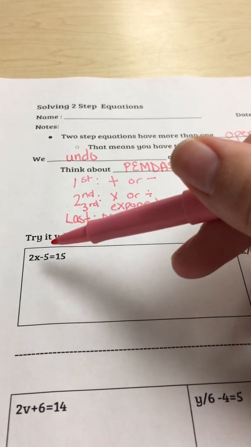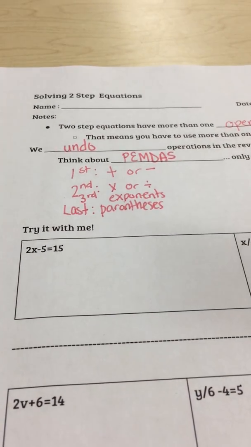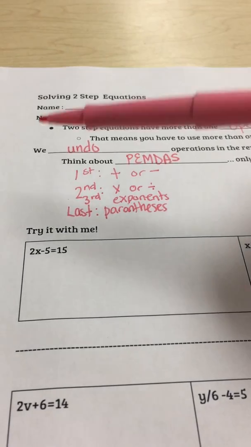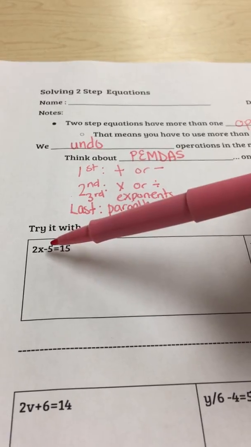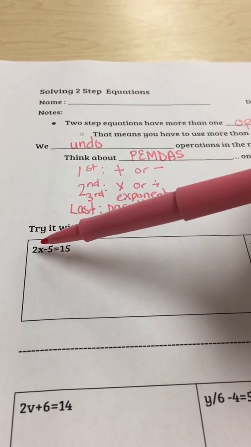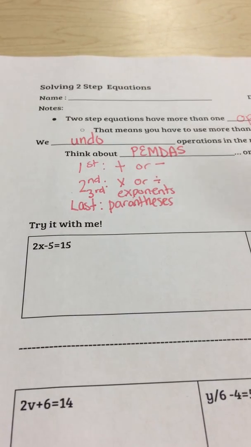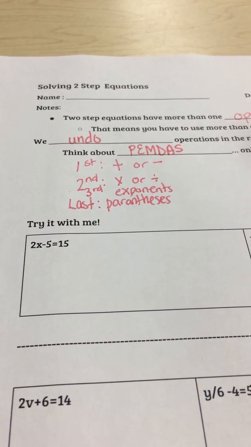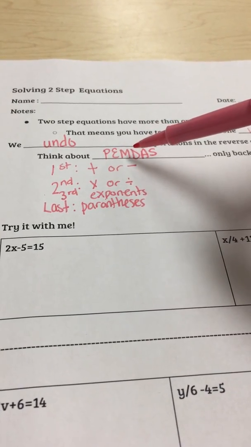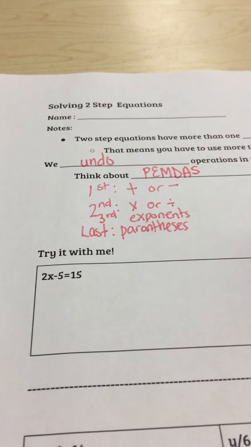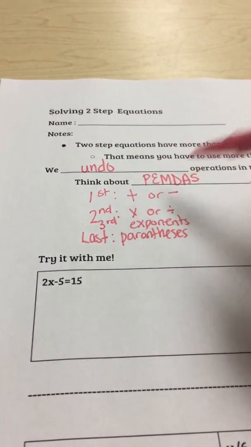We have 2x minus 5 equals 15. Looks like any other expression we've done before, except there's two steps here. We have multiplication and we have subtraction. Our variable is x, and we want to get x by itself. So the first thing we need to do is undo an operation. Even though in order of operations, we typically would do multiplication first, we're undoing it. So it's like the opposite or the inverse of that. So the first thing we're going to do is add or subtract.